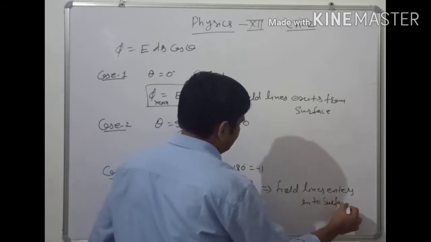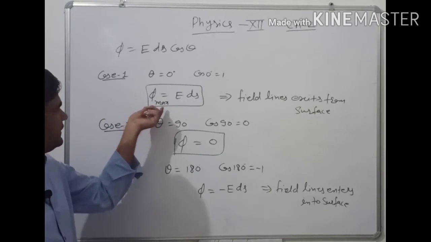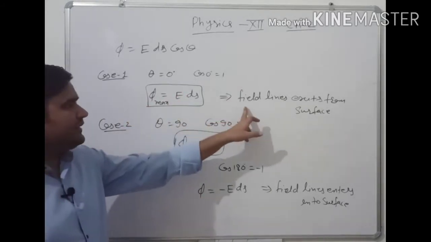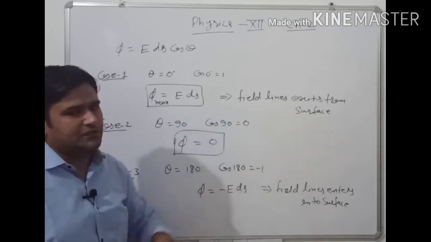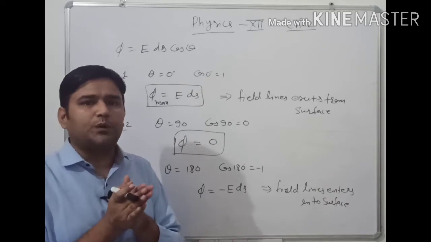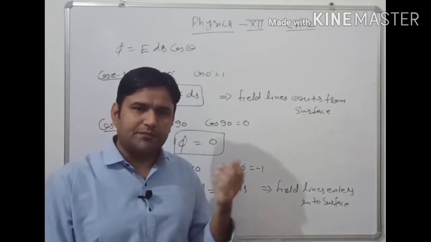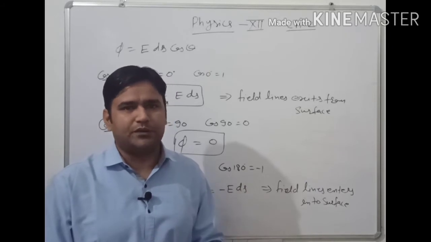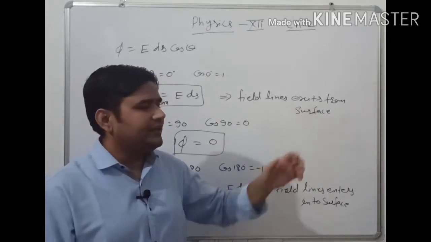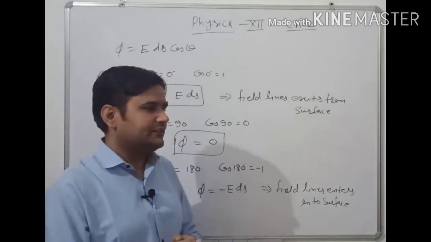Clear. It is the first case when phi is maximum and positive. It means the field lines are exiting from the surface, because when we discuss the electric field due to positive charges, its direction is outward. Similarly, when phi is positive, the field lines are exiting, moving outward from that particular surface.